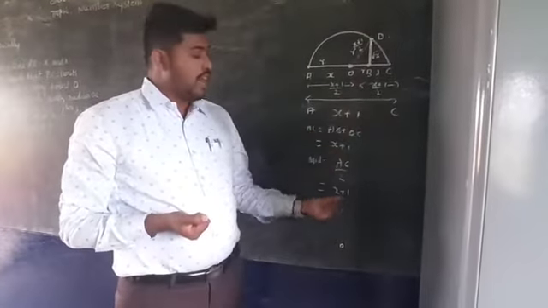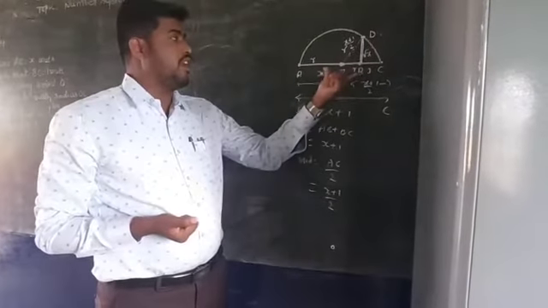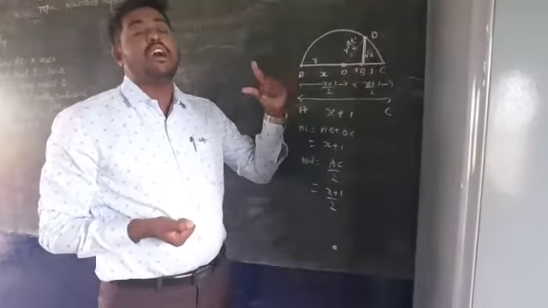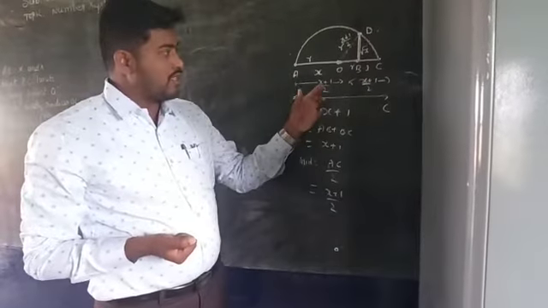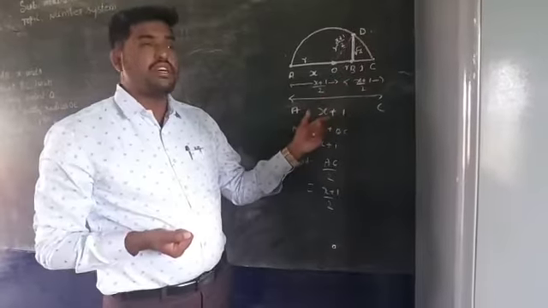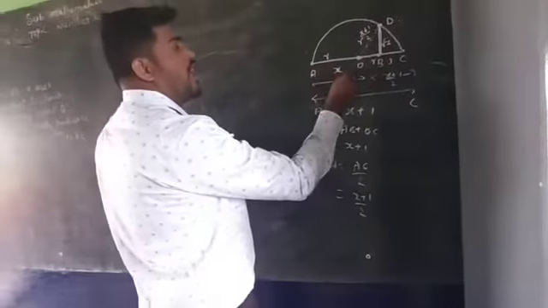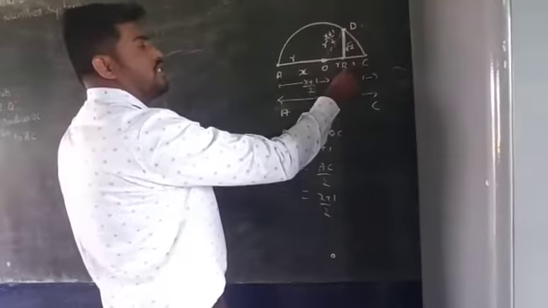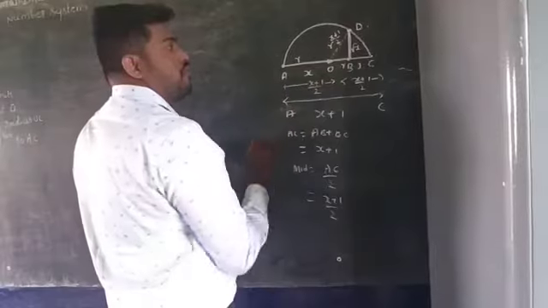That means AC. And diameter means twice the radius: (x+1)/2 plus (x+1)/2, how much? x+1. This is the radius. So here OA is a radius in this circle, OC is also a radius and OD is also a radius. That's why it is (x+1)/2.